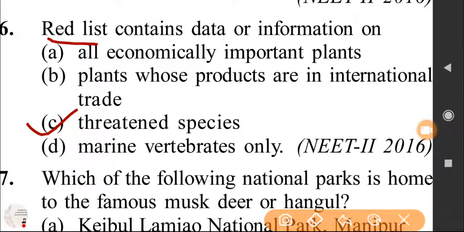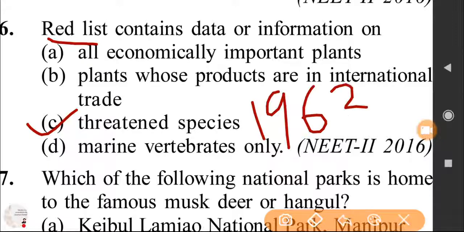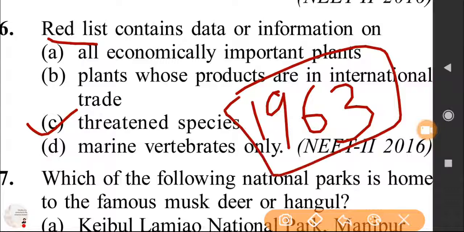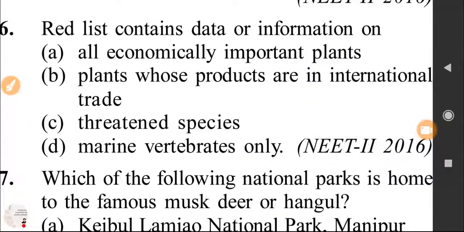First we have to understand that a red data book or red list is a catalog of taxa which are facing risk of extinction. The red data book or red list was initiated in 1963. It is important to know when the red data book was launched. Red list or red data book, both are the same thing. Sometimes this question is also asked, often asked.